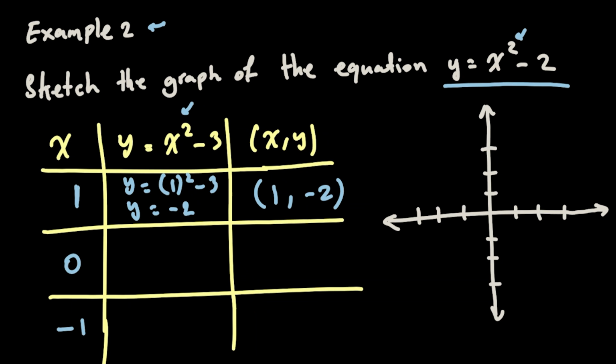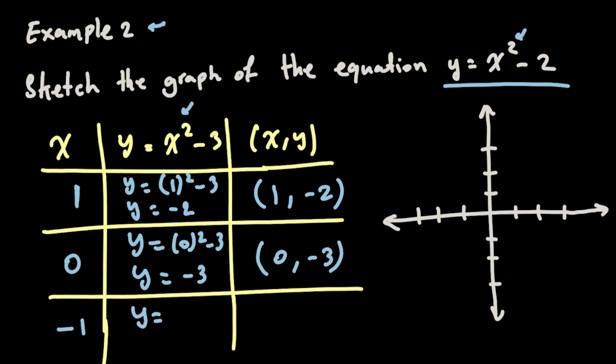And for the second row, y equals 0 to the power 2 minus 3. So y would equal minus 3. So it's 0 and minus 3 here. And for the last row, we'll have y equals minus 1 to the power 2 minus 3. So y would equal 1 minus 3, which is minus 2. So I will have minus 1 and minus 2.